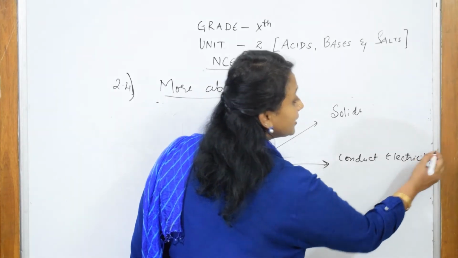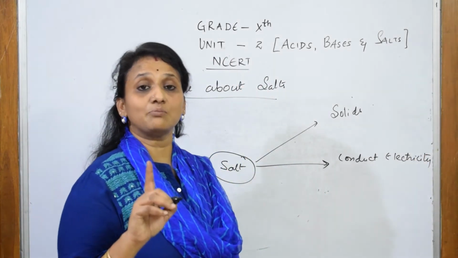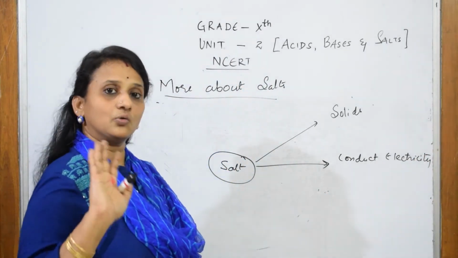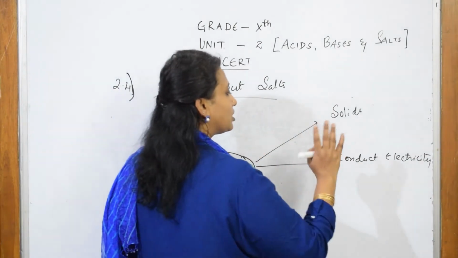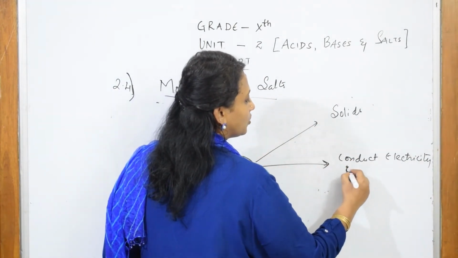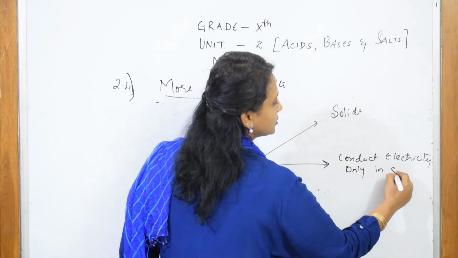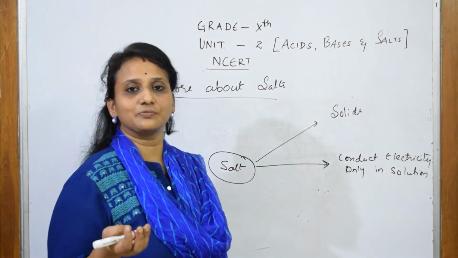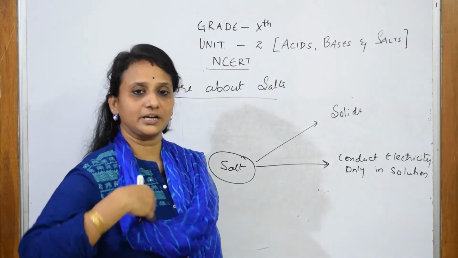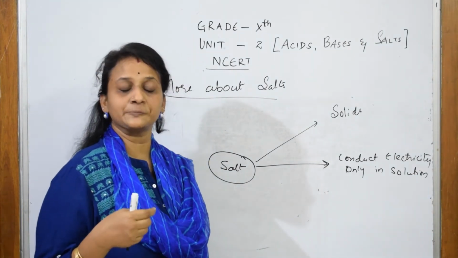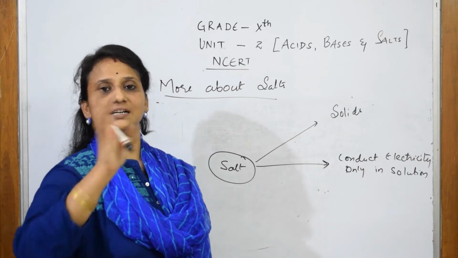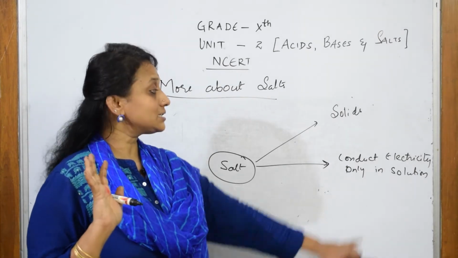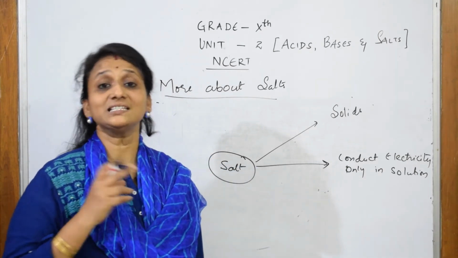Important thing is they're going to conduct electricity only in solutions. Let us write like that, not molten. Conduct electricity only in solutions. So if they are dissolved in water, you take 1 glass of water, you add sodium chloride, mix it, it will become brine solution. When you put 2 electrodes, it starts conducting electricity. So salts are going to conduct electricity only in solutions.